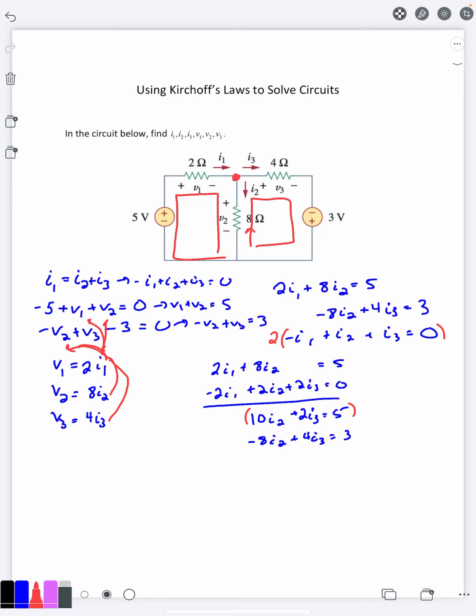Maybe I'll multiply this top one by negative 2 this time and get myself negative 20I2, negative 4I3 is negative 10. When I add down, negative 28 I2 is negative 7. So that means I2 is going to be positive 0.25 amps here. So there's my I2.